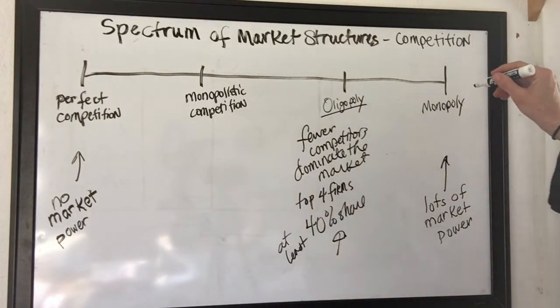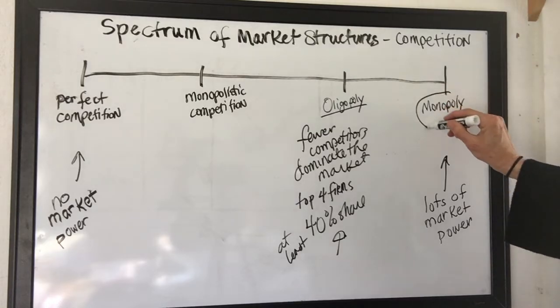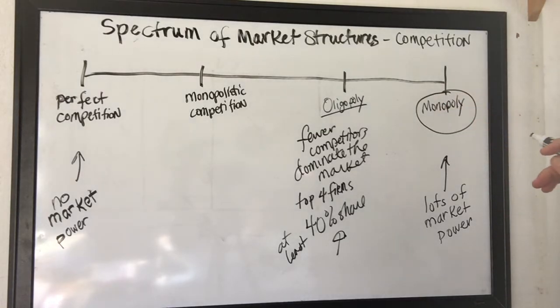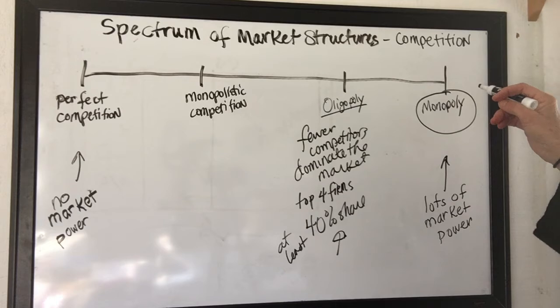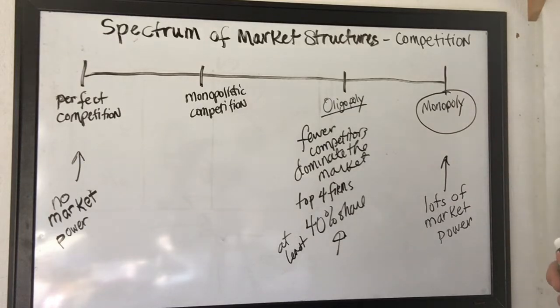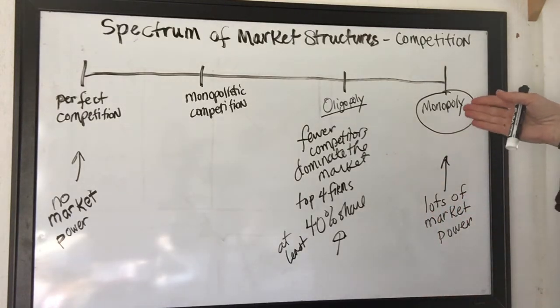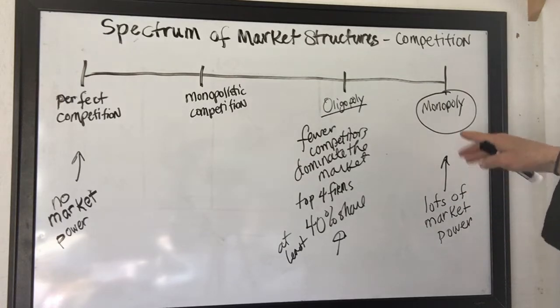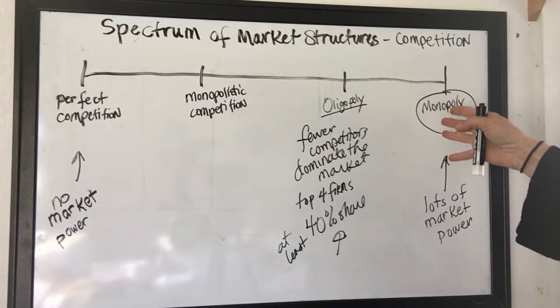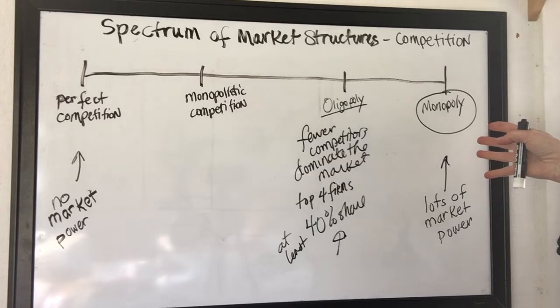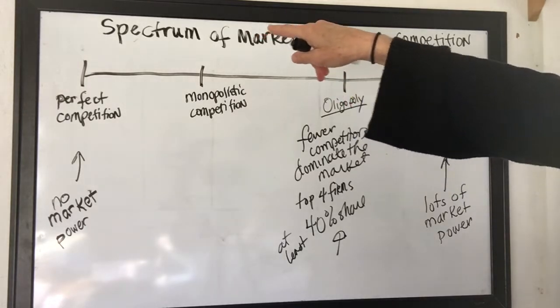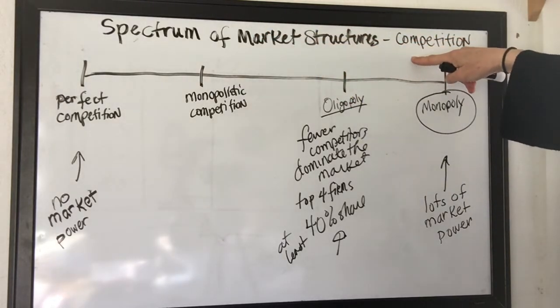On this far spectrum here is monopoly. It's monopoly power. It doesn't mean they can charge the highest price they want. There's still going to be, in a market, supply and demand. But if there is demand, they have more market power, and there's some barriers to entry keeping others out of this market. So we're looking at market structures or level of competition.